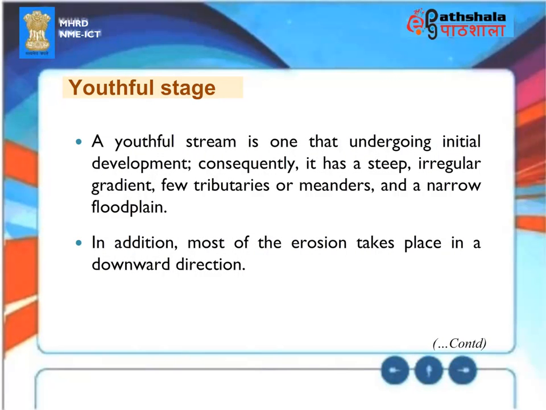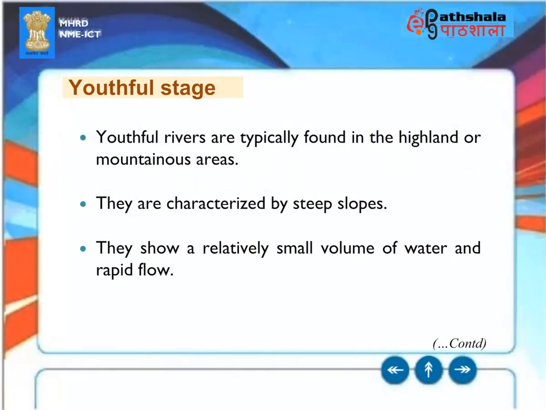A youthful stream is one that is undergoing initial development. Consequently, it has a steep, irregular gradient, few tributaries or meanders, and a narrow floodplain. In addition, most of the erosion takes place in a downward direction. Youthful rivers are typically found in the highland or mountainous areas. They are characterized by steep slopes. They show a relatively small volume of water and rapid flow.